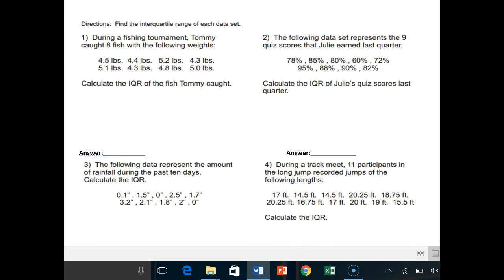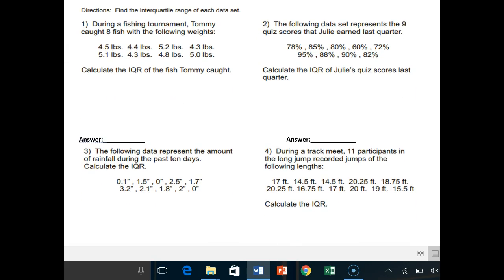All right, numbers 1, 2, 3, and 4 ask you to calculate the interquartile range. Since we are a little bit new to this, remember, the first thing you need to do is order everything from least to greatest. Must order everything from least to greatest. So write a big old "order them."